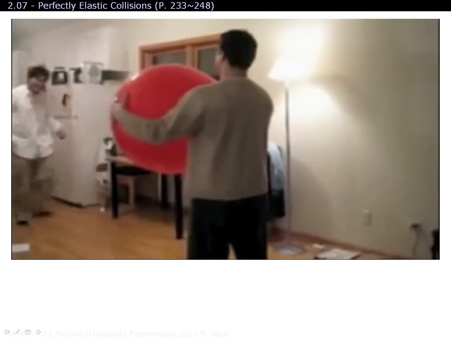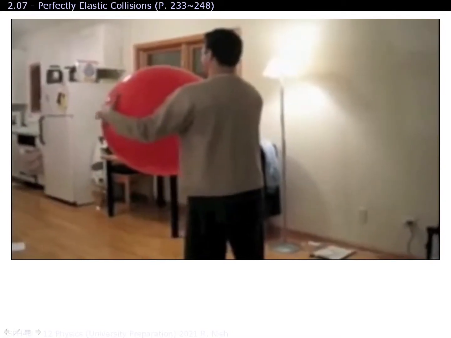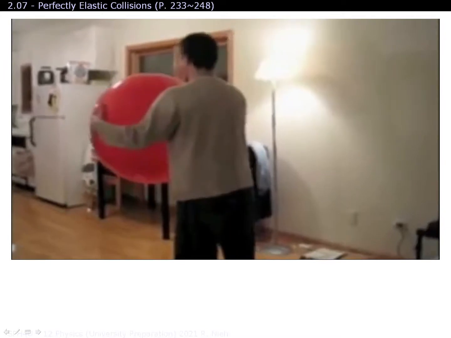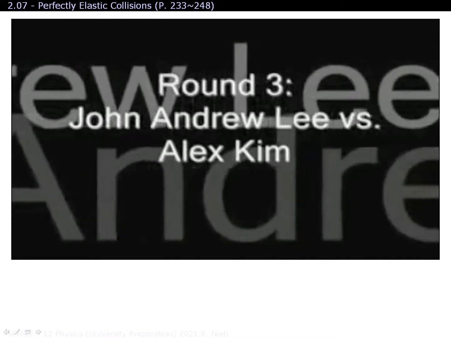Alright, friend number 1, oh boy, it looks like he's had a lot of stuff to drink. Alright, on your marks, get set, go! Alright, and you'll see both friends end up moving in the same direction afterwards. The only way for this to happen is if mass 1 is greater than mass number 2. What about case number 3 now?